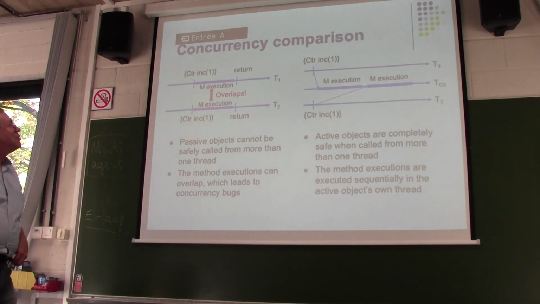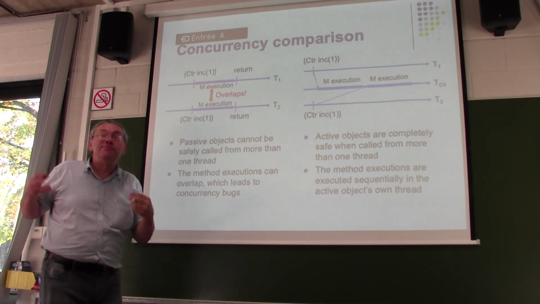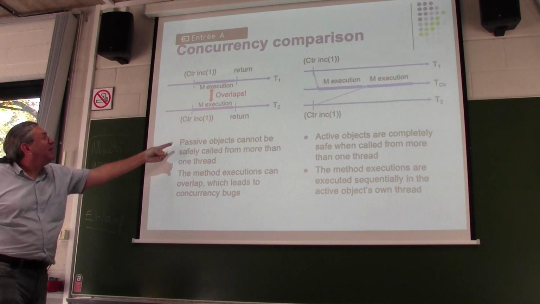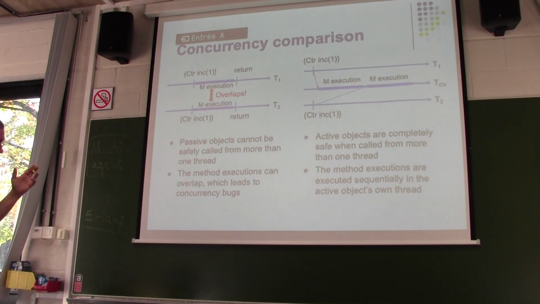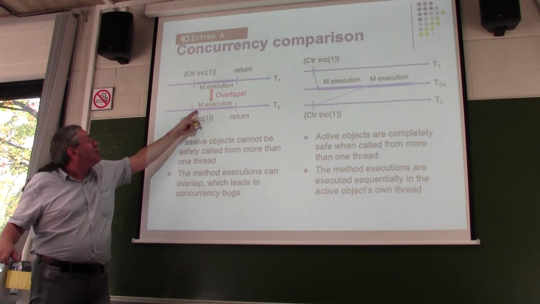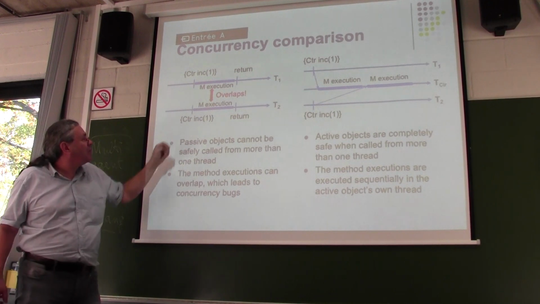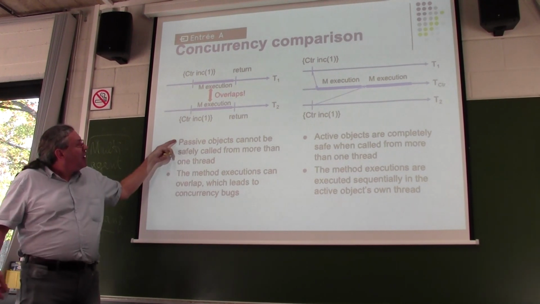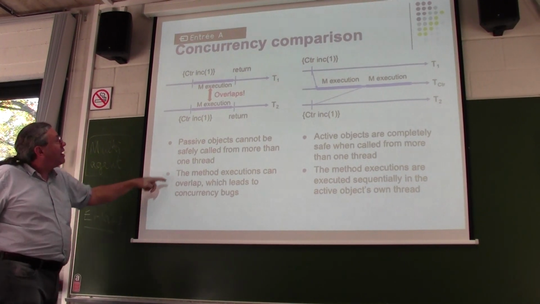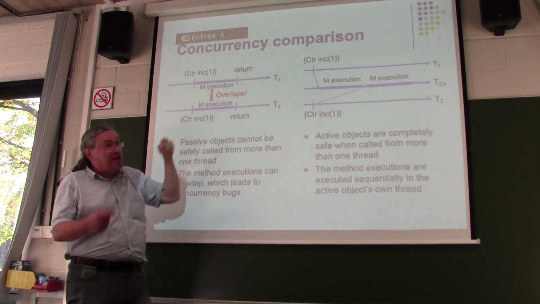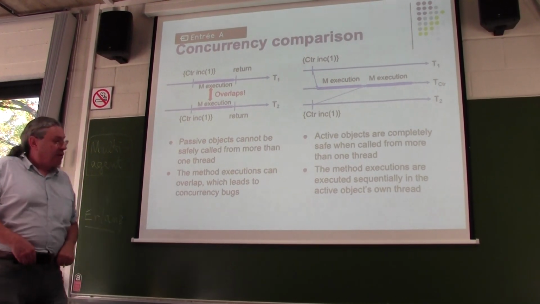Oof. So that's very nasty. So you can have race conditions, and you've seen that, right? It's very bad. And you have to do all kinds of weird stuff to make it work, which we will see in this course. You have to use locks and monitors and synchronized objects. So passive objects cannot be safely called from more than one thread. The method executions here will overlap. So depending on what the scheduler does, this gives you bugs.